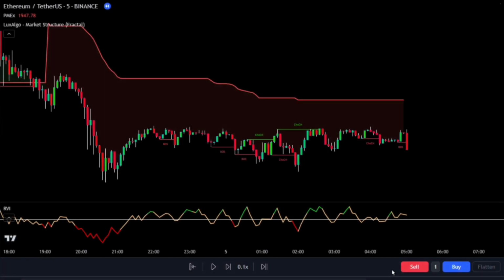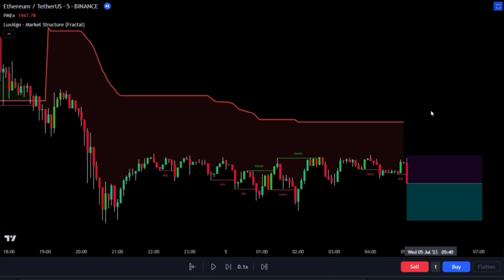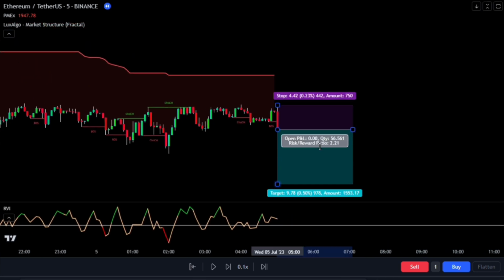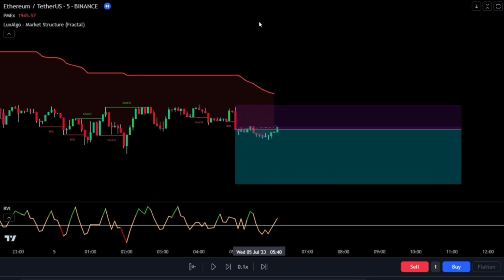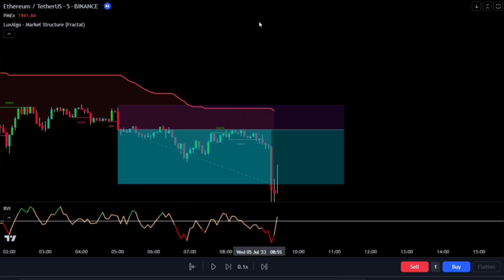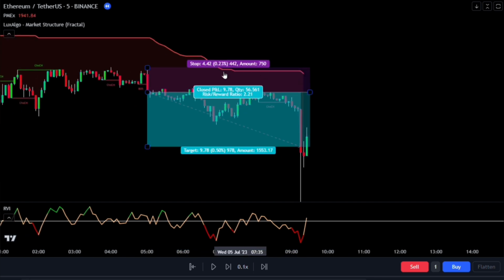Now, let me show you another example of a short trade. This time, we received short signals from the market structure indicator. After taking a closer look, we noticed that the RVI indicator confirmed our entry by crossing above the 50 band line before we got the red boss signal. So, we decided to take a short position, set our stop loss at the highest point of the recent swings, and aimed for a profit that was 2.2 times our initial risk. This trade turned out to be successful too.